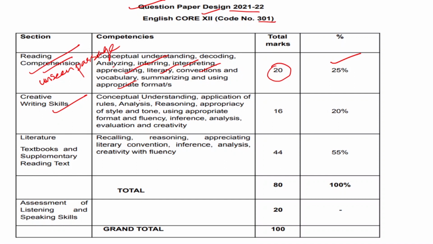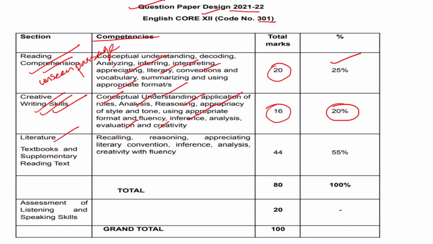Then creative writing skills: conceptual understanding, application of rules, analysis, reasoning, appropriacy of style and tone, using appropriate format and fluency, inference, analysis, evaluation, and creativity. These are the competencies you have to develop through writing skills. Writing skills is for 16 marks, which means 20% of the questions are to check your creative writing skills.